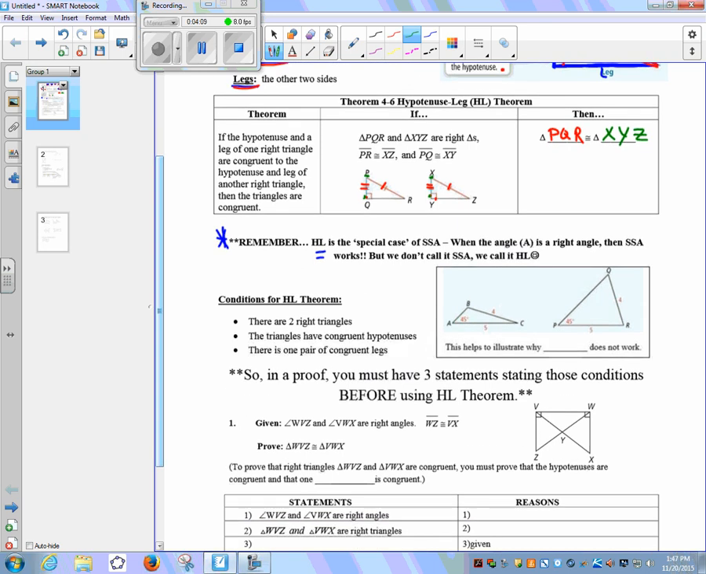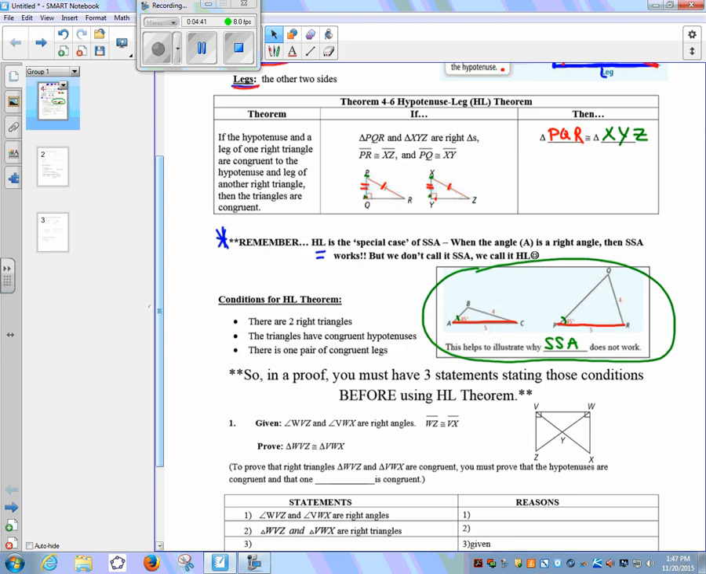If you look at this diagram here, this helps to illustrate why SSA does not work. Try to think back to the activity that we did with the straws and the angles. If we set this as 5, and we set this as 5, and this is 45 degrees, and this is 45 degrees, and our other side has to be 4. Remember we had extended this like a dotted line?